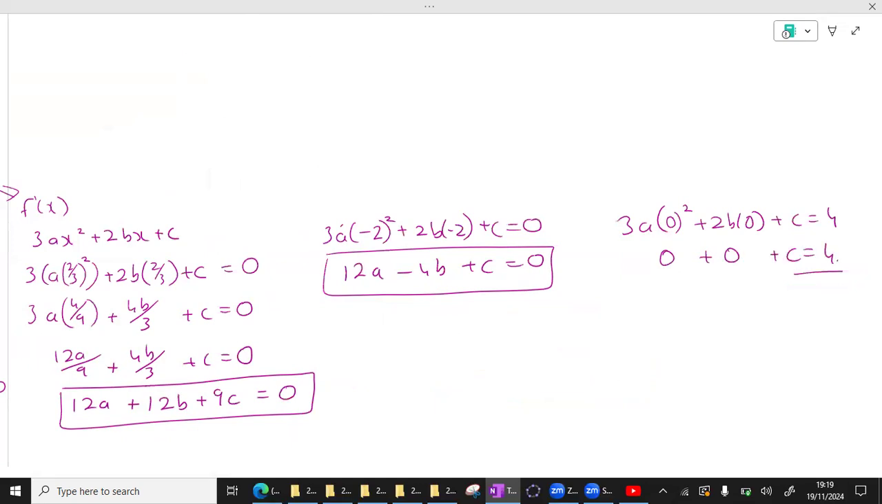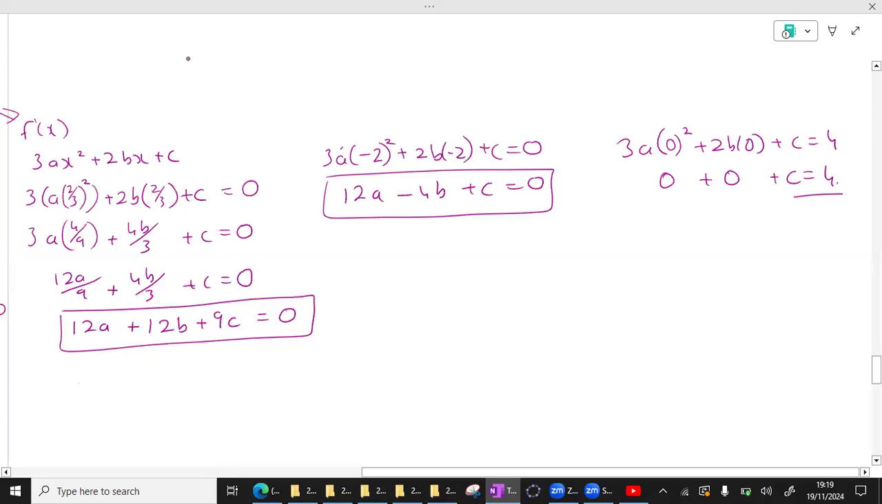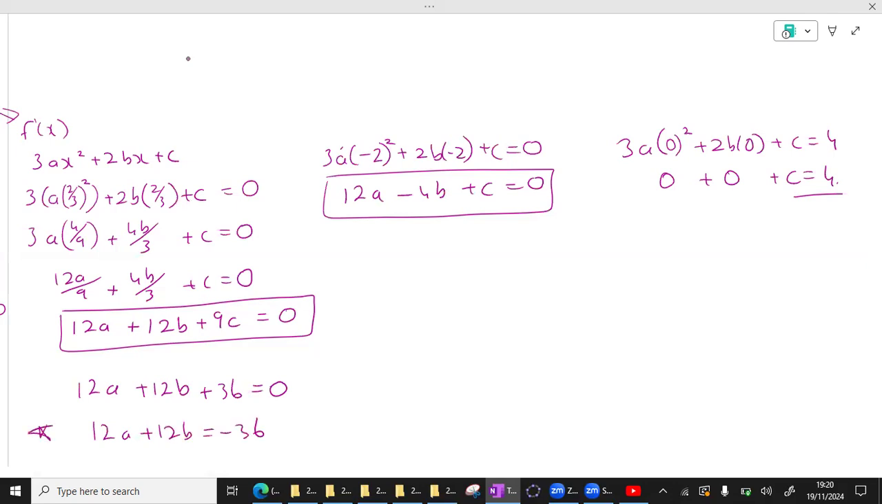Now, if C is 4, I can go back to both of these and replace my C. So that's going to be 36. So that's 12a plus 12b is equal to -36. So I'll just do a star on that one. I'm going to go back here and do the same. So I'm going to have 12a minus 4b, and I know C is 4. So I have 12a minus 4b is equal to -4, and I'm going to put a star on that.